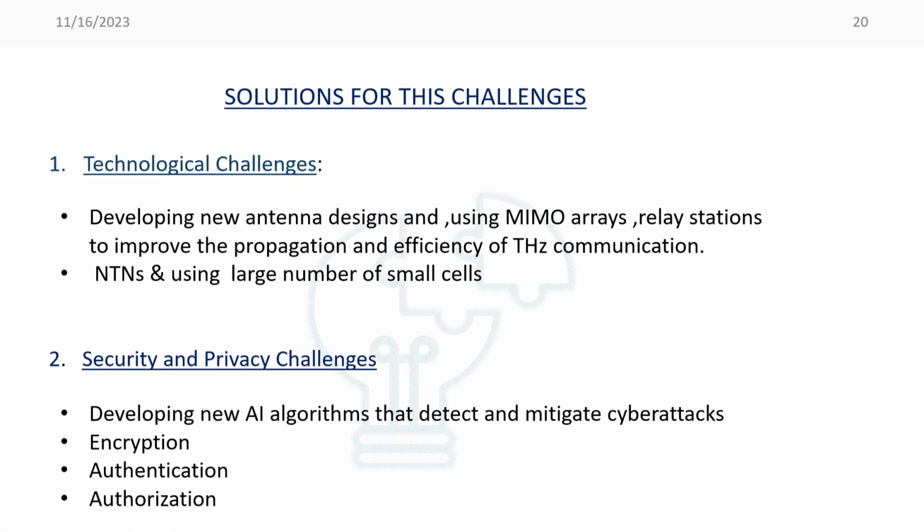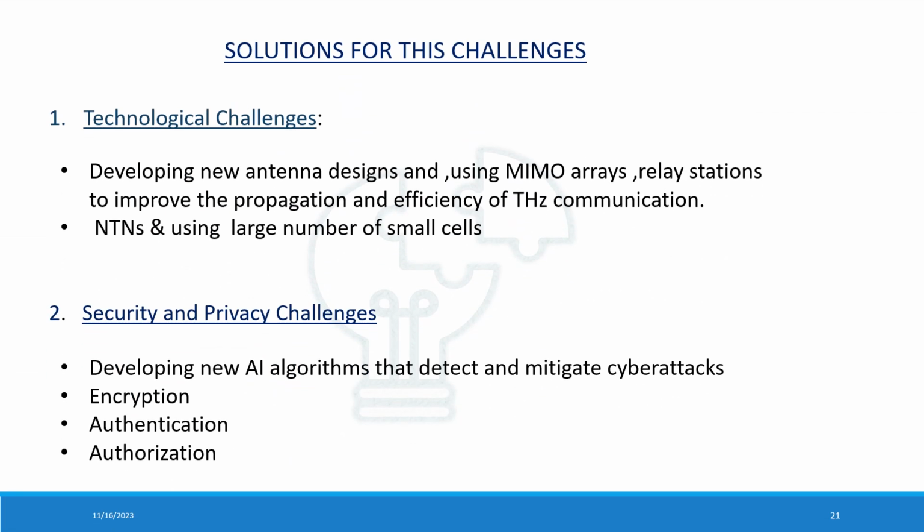Moving on to the solution for these challenges, the solution for technological challenges includes developing new antenna designs using MIMO arrays and relay stations to improve the propagation and efficiency of terahertz communication, then using a non-terrestrial network and a large number of small cells also improves the terahertz communication, propagation and efficiency.